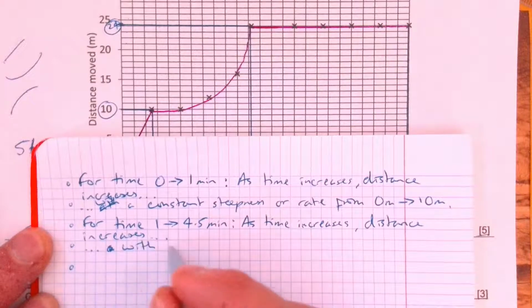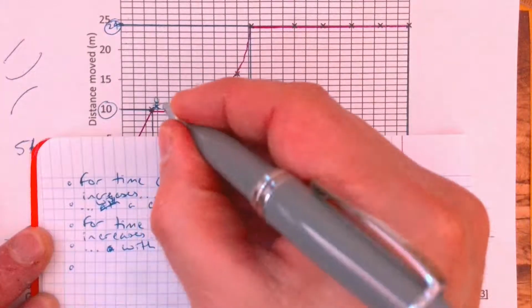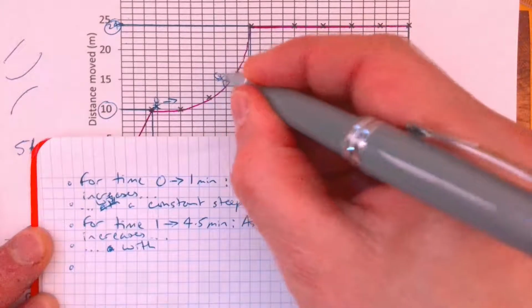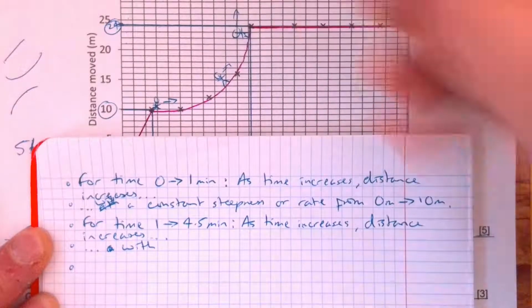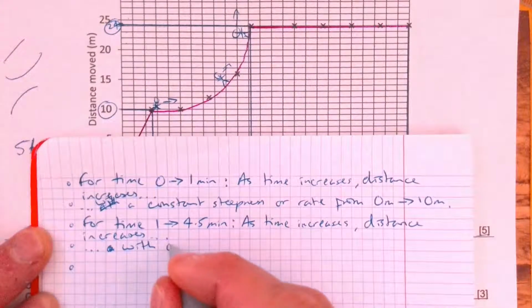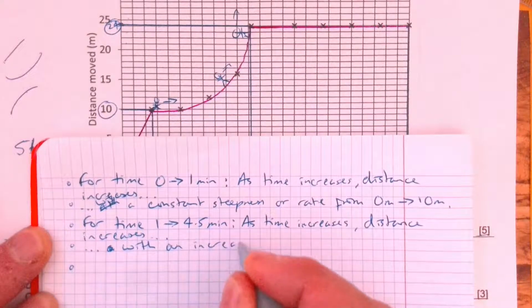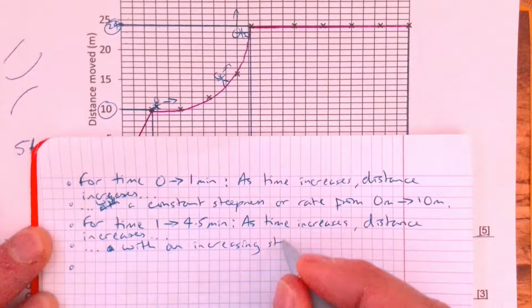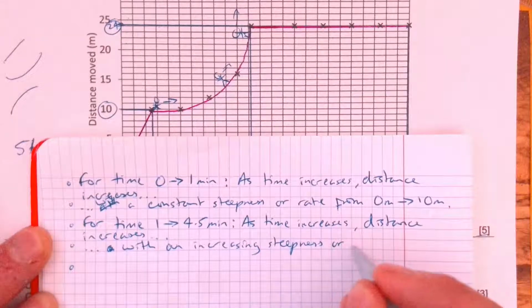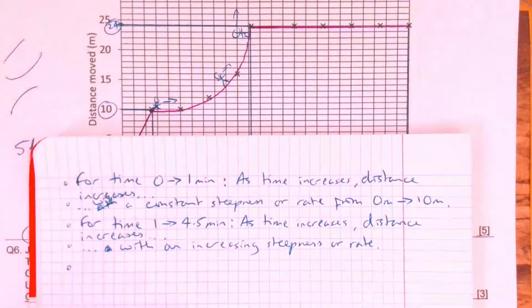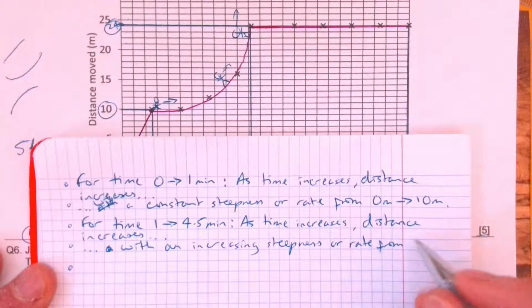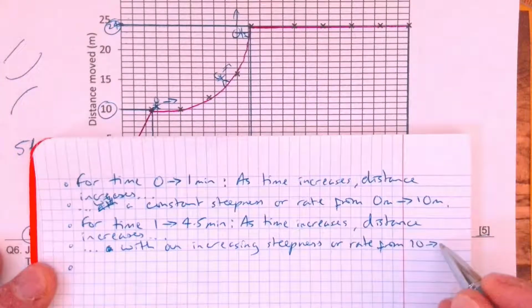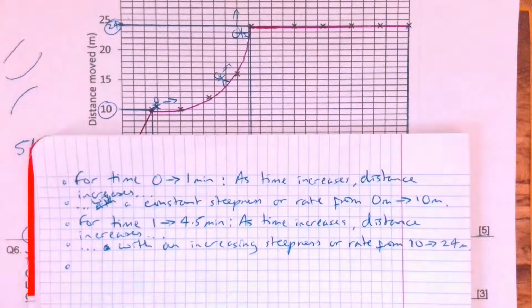with, and what's going on here with the slope. So if I imagine I'm walking up that, I'm looking that way there. Okay, this hill is getting steeper and steeper. Okay, it's much steeper here. So the steepness is increasing with an increasing steepness or rate. And I might choose there as well, just to put some values from 10 to 24 meters. Okay, just to make sure I get the mark for using data.